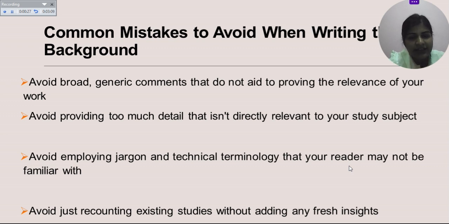Avoid employing jargon and technical terminology that your reader may not be familiar with. Avoid just recounting existing studies without adding any fresh insight. Be original. Writing an engaging and informative study background is challenging, but these steps can help you to write a background of study that stays with your entire research paper.